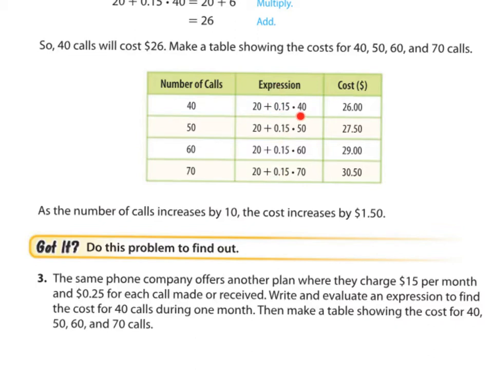And the only variable is the number of calls outgoing and coming in. Variable meaning because it varies, it changes. So we first find the product in each line, and then to each line we add the 20. And here's our total costs. As the number of calls increases by 10, the cost increases by $1.50. Makes sense, because 15 cents times 10 is $1.50.